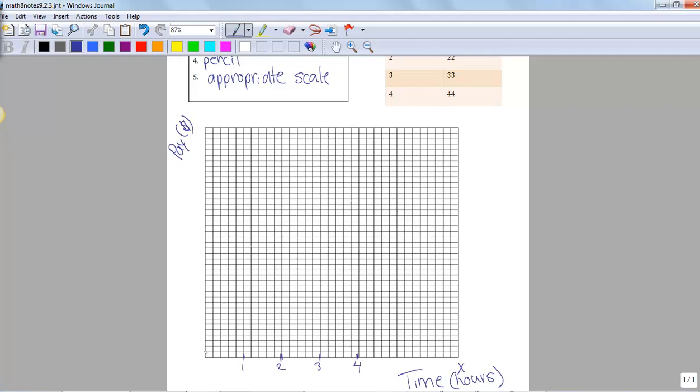So let's see. 1, 2, 3, 4, 5, 6, 7, 8, 9, 10. There's 30. 1, 2, 3, 4, 5, 6, 7, 8, 9, 10. Oh, it looks like I'll just be off. That'll be okay for today.